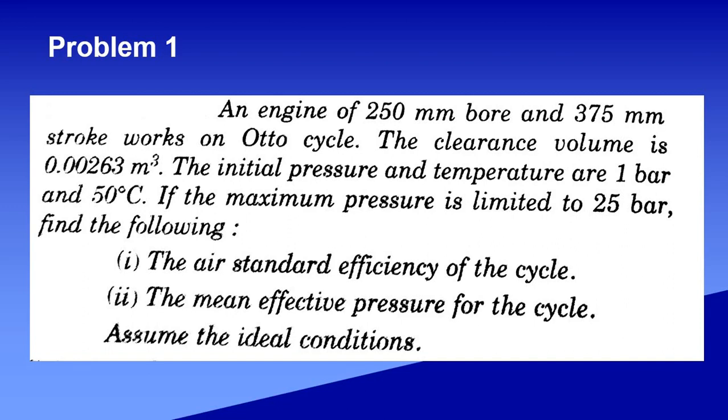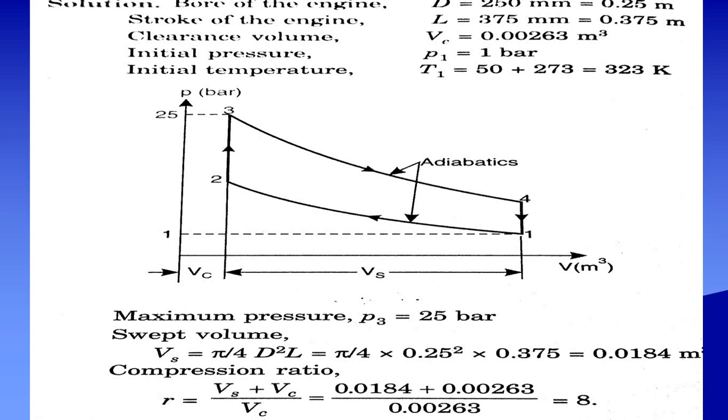The initial pressure and temperature P1 and T1 are given to you. The maximum pressure is limited to 25 bar. So you have to draw the PV and TS diagram and see which point, 1, 2, 3 or 4, is at the peak in the PV diagram. If 3 is at the peak, then P3 is 25 bar. So you are going to find the air standard efficiency and mean effective pressure.